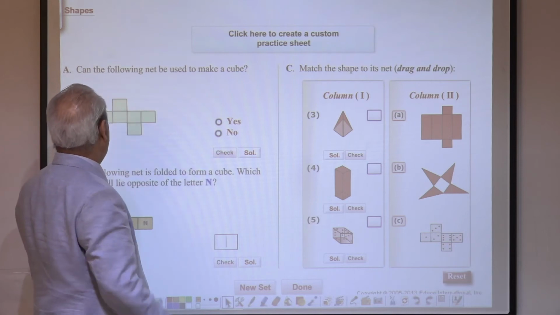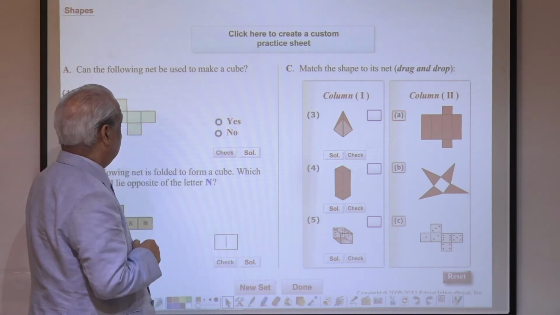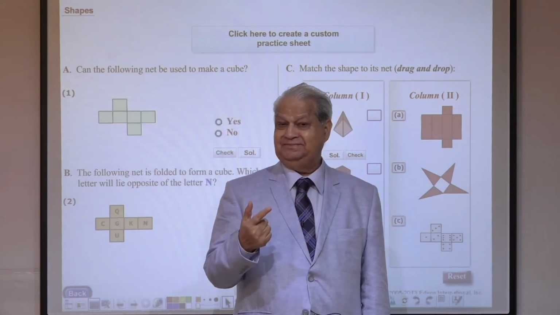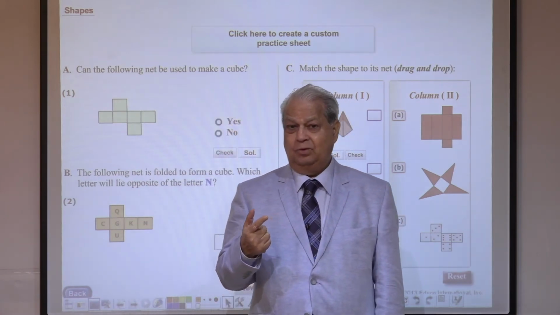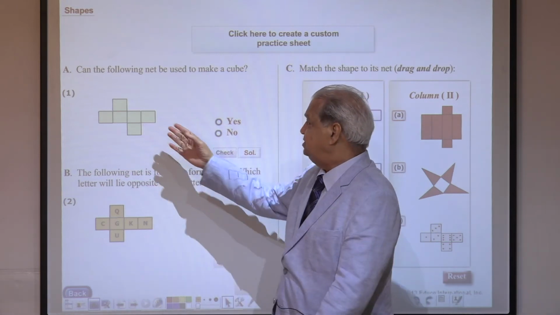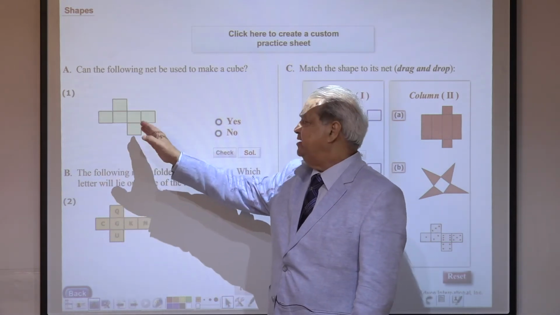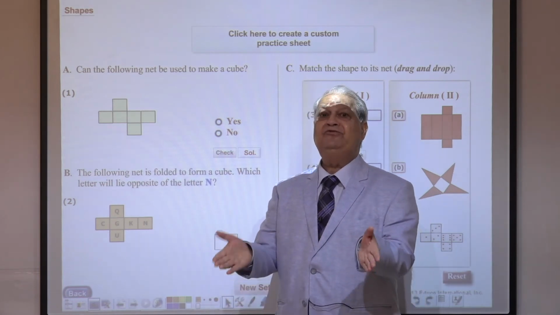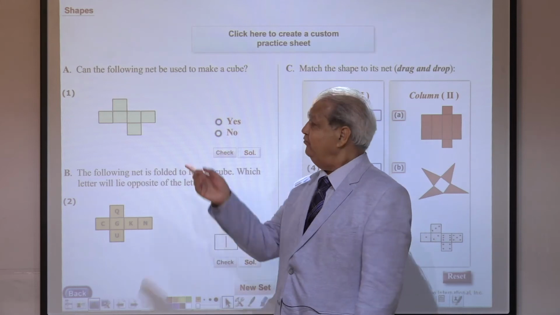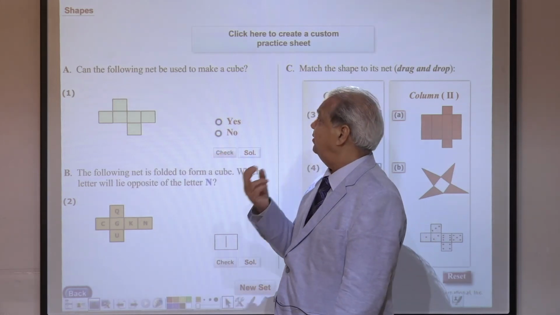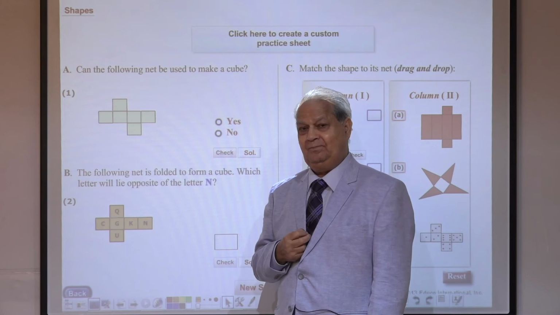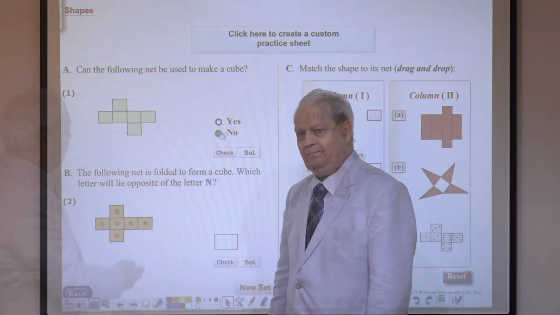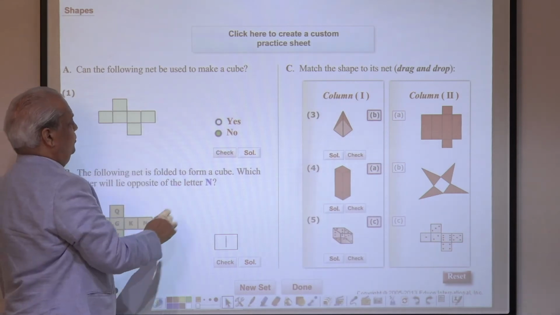Here, can the following net be used to make a cube? Here the child has to imagine. The only thing you have to tell the child is, this is a sheet of paper divided into small squares. This is not to be cut. This is to be only folded. Can you fold it so that it becomes a perfect cube? Well, I'll make an estimate. No.